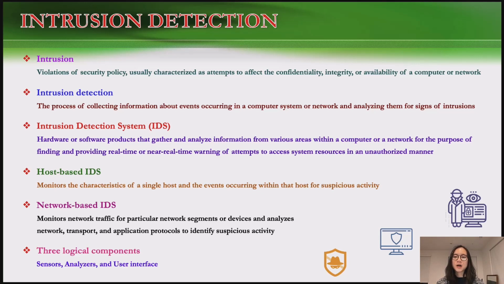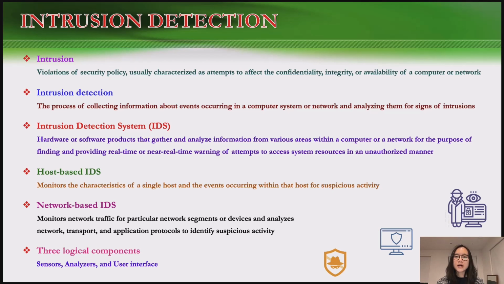Host-based IDS monitors the characteristics of a single host and the events occurring within the host for suspicious activity. This vantage point allows host-based IDS to determine exactly which processes or user accounts are involved in a particular attack on the operating system. The network-based IDS, on the other hand, monitors the network traffic for particular network segments or devices and analyzes the network transport and application protocols to identify suspicious activity.